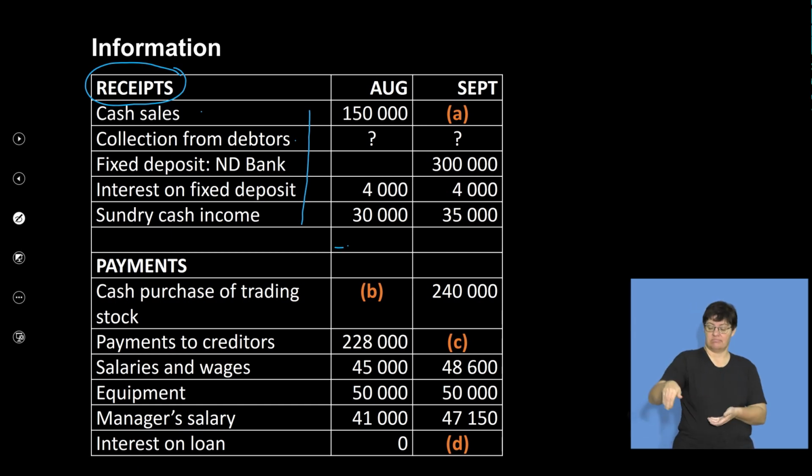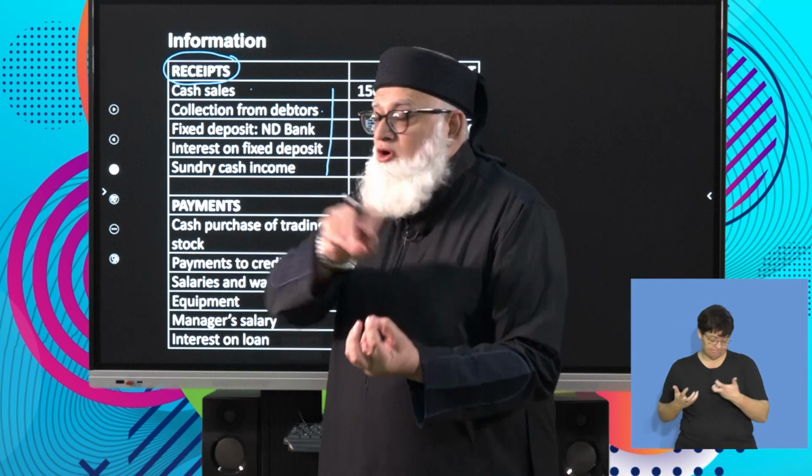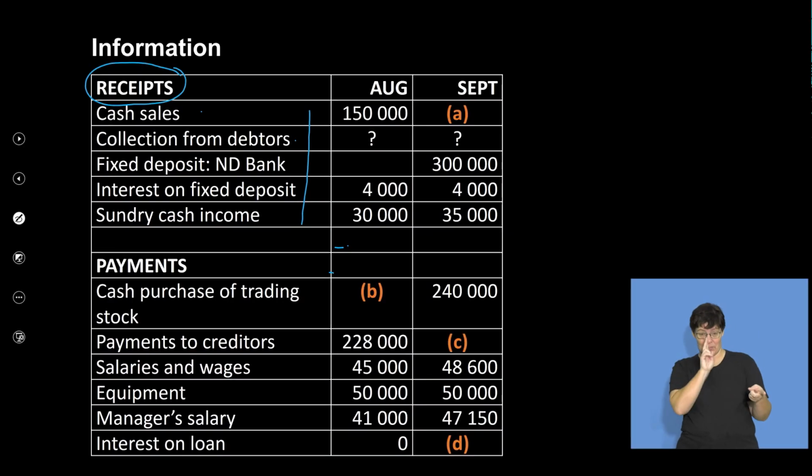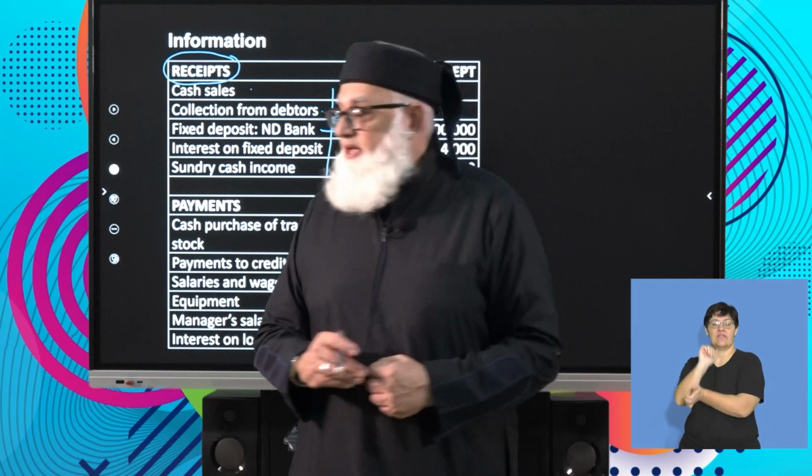Now remember, in the previous segment, we did the debtors collection schedule. That debtors collection schedule will fit into my cash budget. Can you see collections from debtors? Now obviously we calculated those figures, so that will fit into my cash budget, right? Fixed deposit, clearly you can see this is a fixed deposit that has matured, meaning money has come into the business, right? It could also appear under payments when we take money out of our bank account and put it into a fixed deposit.